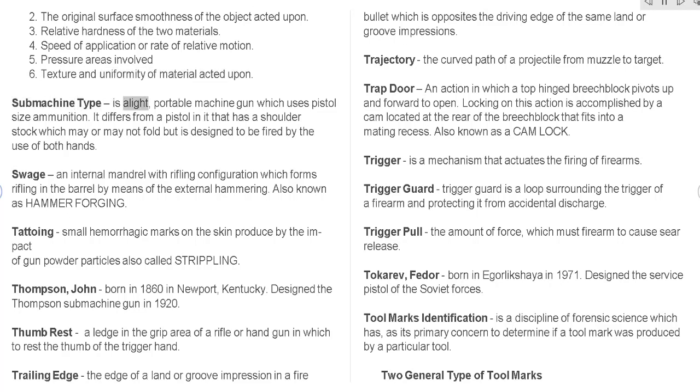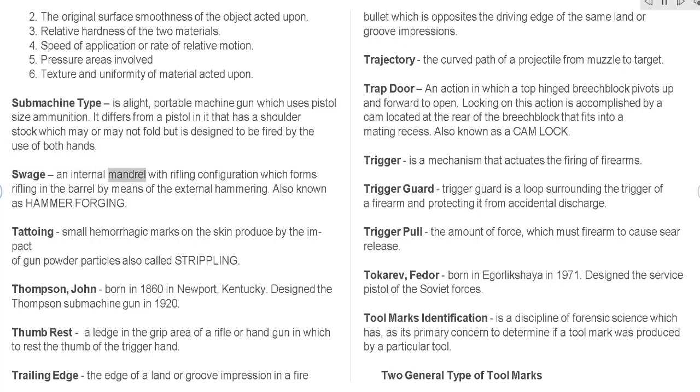Submachine gun is a light, portable machine gun which uses pistol-size ammunition. It differs from a pistol in that it has a shoulder stock, which may or may not fold, but is designed to be fired by the use of both hands.